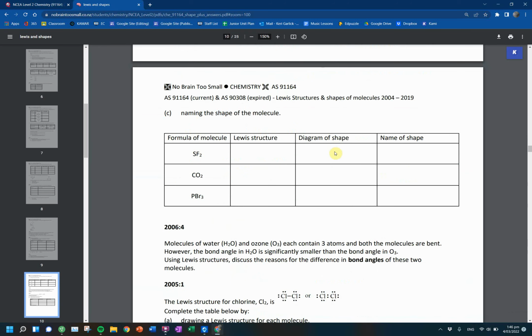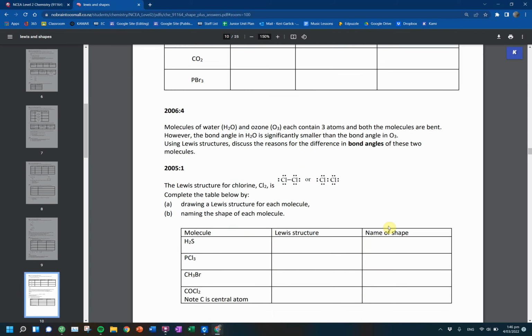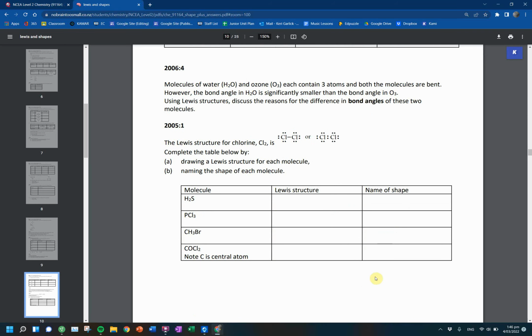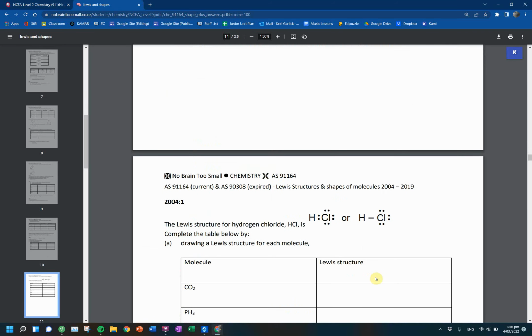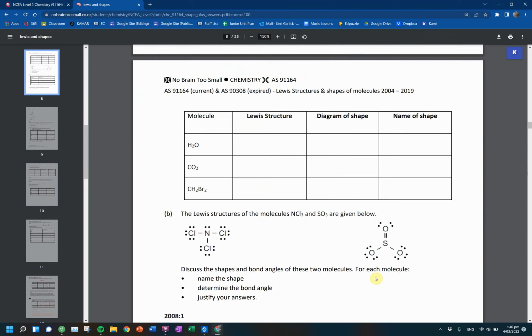But it's just good to look through. Even if you don't have time to answer all the questions, just have a read through them so you can see how they ask the same question in different ways from year to year. And then this should have answers at the end. Yeah, they do. Okay, cool.